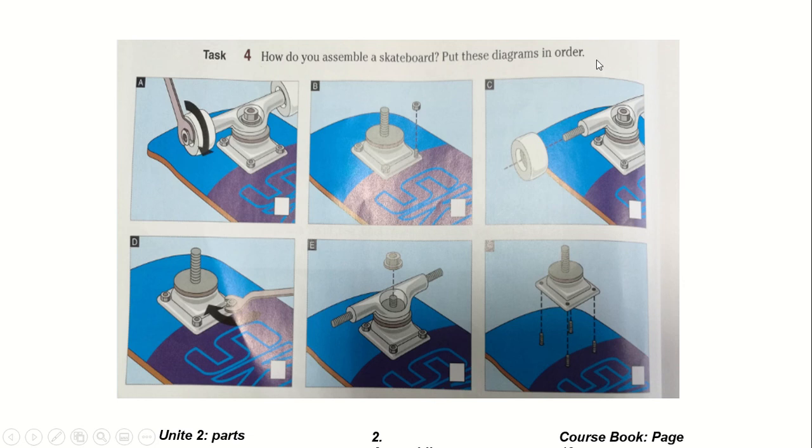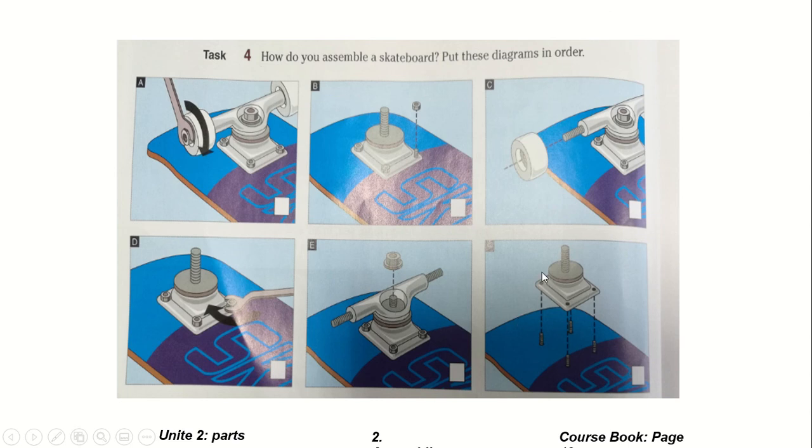Put these diagrams in order. We have picture A, B, C, D, E, and F. As you see, the person here is using the spanner, okay, to tighten the wheel, tighten what we call يشد أو يتيت. D, the person is putting a nut on the bolt. Here, the wheel is going towards the axle. Here also, the person is tightening يربط. He is tightening the nut on the plate.